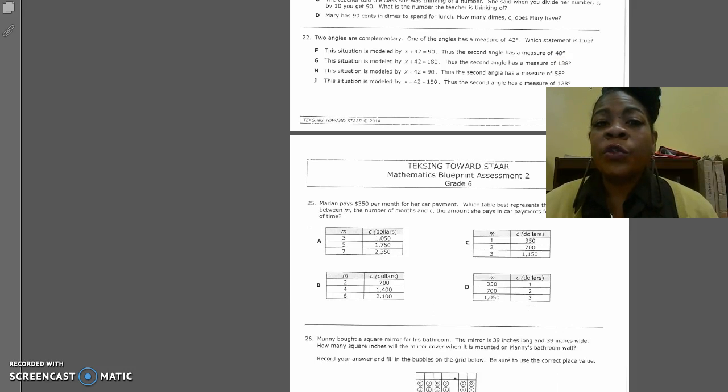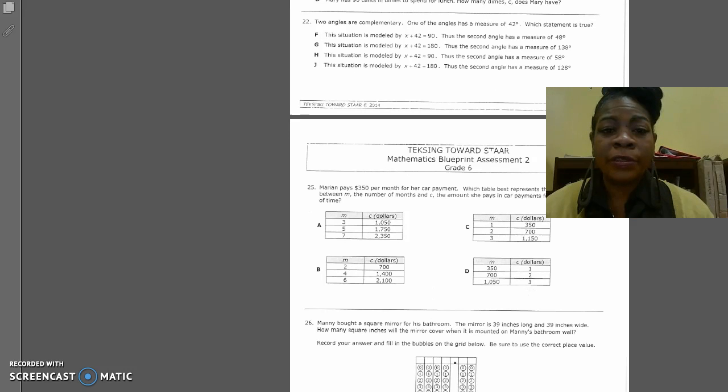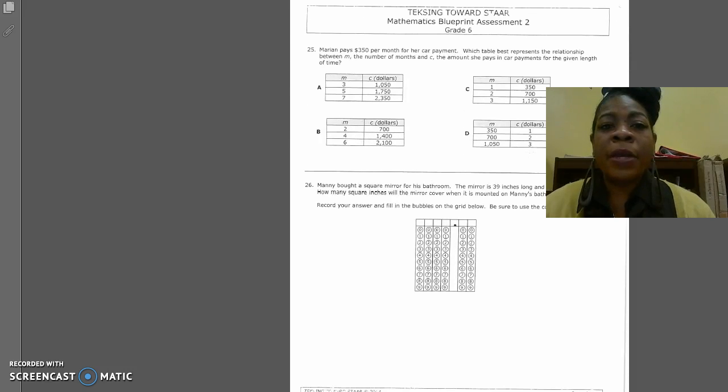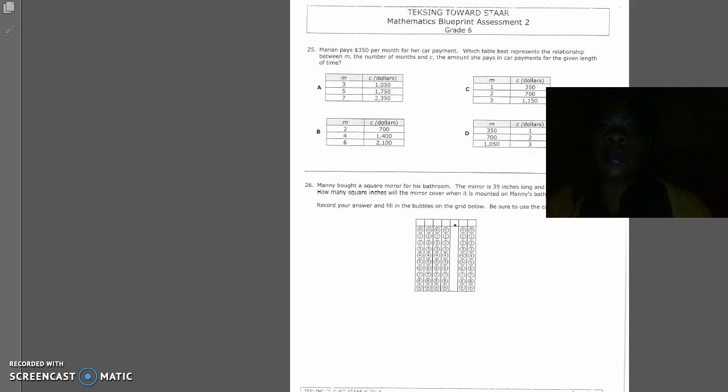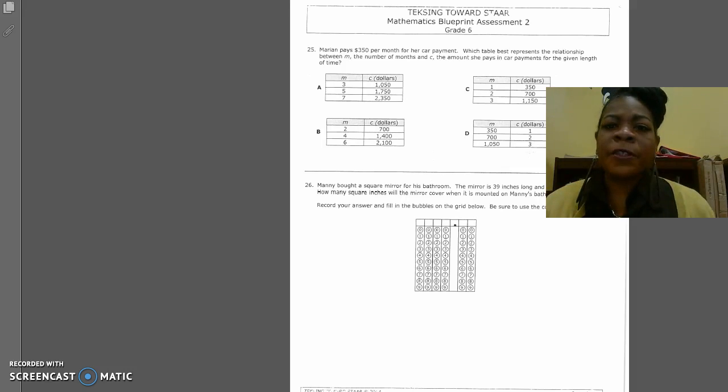22. 2 angles are complementary. One of the angles has a measure of 42. Which statement is true? Remember how much a complementary angle is. 25. Marianne pays $350 per month for her car payment. Which table best represents the relationship between M, the number of months, and C, the amount she pays in car payments for the given length of time?